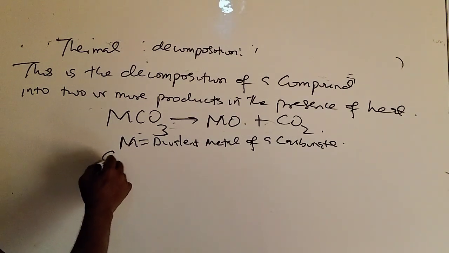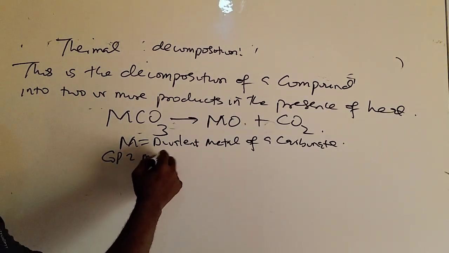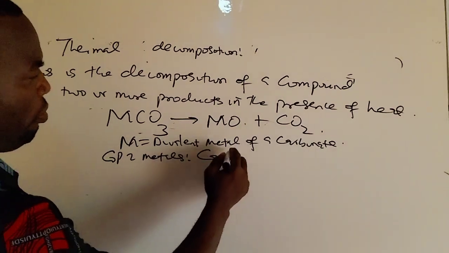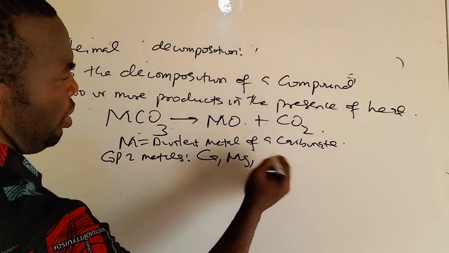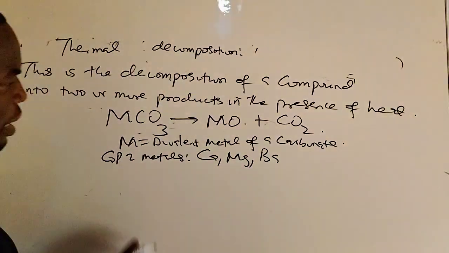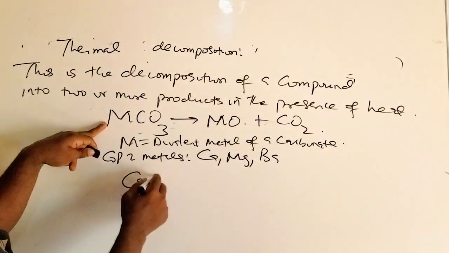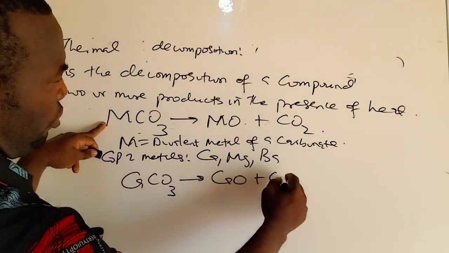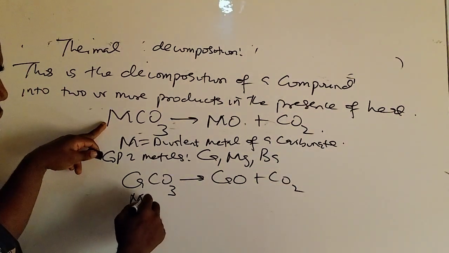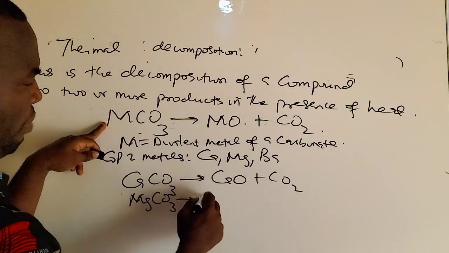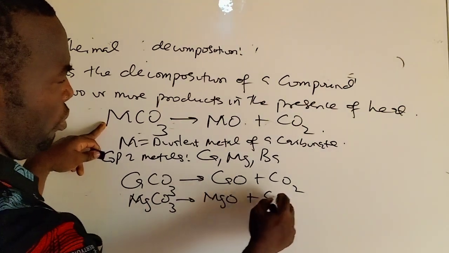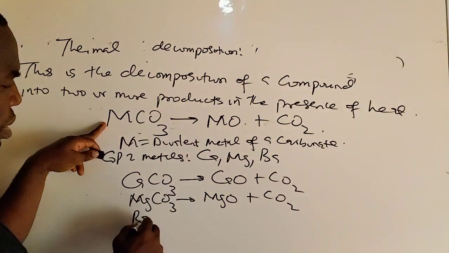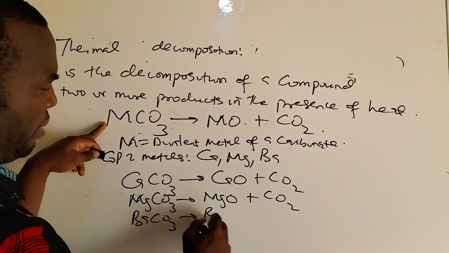The group 2 elements are divalent. Group 2 metals include calcium, magnesium, barium. These are group 2. So I can put calcium here, CaCO3. It will now give me calcium oxide and CO2. Magnesium carbonate gives magnesium oxide and CO2. Barium carbonate gives me barium oxide and CO2.